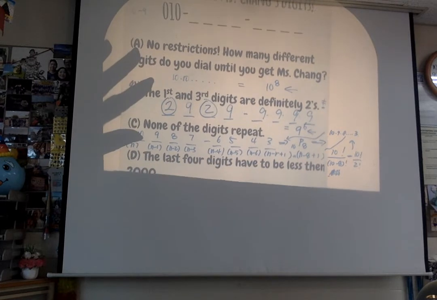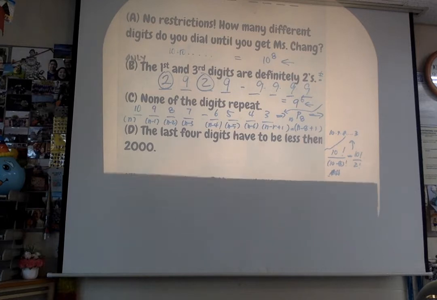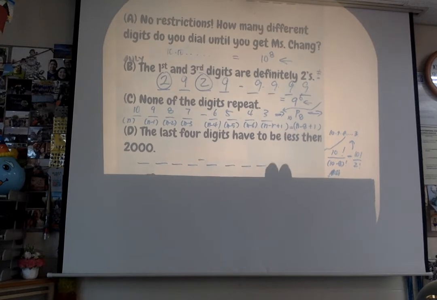Let's go here. D, the last 4 digits have to be less than 2,000. What's that mean? That means it has to be, oh, sorry, a little extra here. You guys, this right here, these 4 have to be less than 2,000.